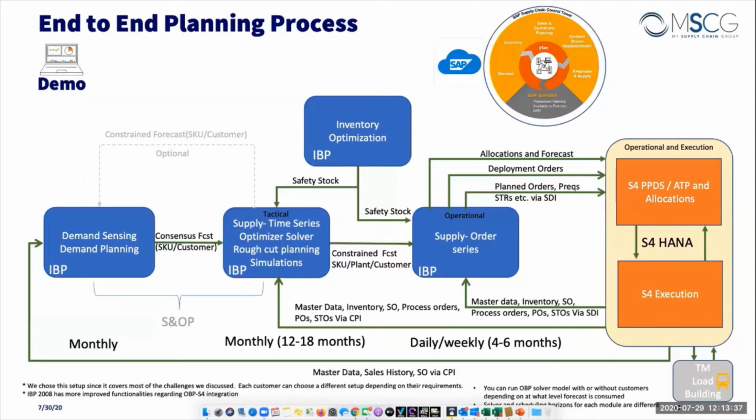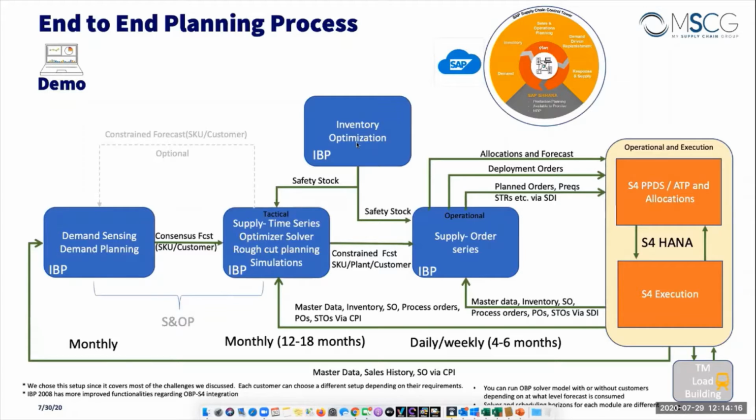Hi, everyone. I'm Himanshu Garg. I'll be walking everybody through the IBP processes that we have modeled for this demonstration. Starting from demand planning, going into tactical planning in the time series optimizer in IBP, and the output from the time series optimizer will go to order series for the operational planning window, and we will integrate the results from order series back to S/4HANA for scheduling and allocation check.